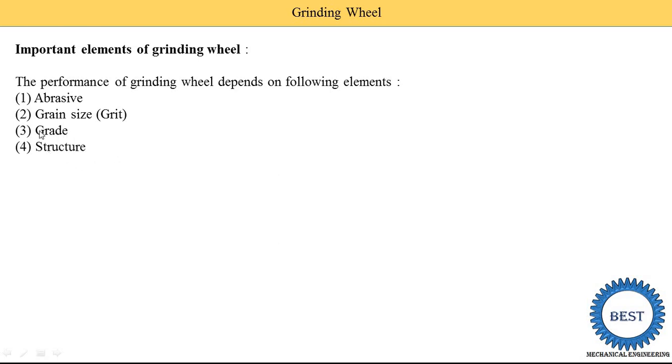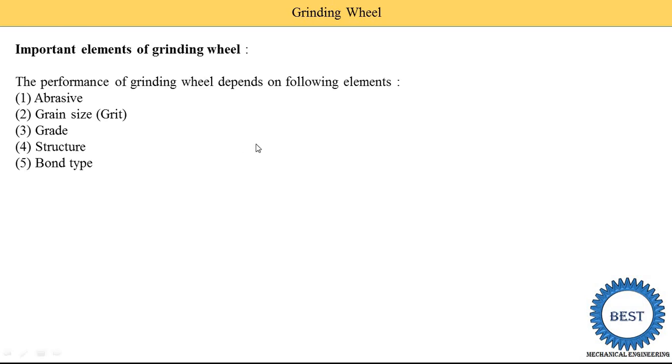Next are the various important elements of the grinding wheels. The performance of the grinding wheel depends on the following elements. First one is the abrasive, meaning what abrasive material is used. Then what is the size of these abrasive particles, what is the grade of these abrasive particles, and which type of structure is used. Structure means coarse structure, fine structure or medium structure. And bond type generally depends upon the binding material. So we study these five points in detail.